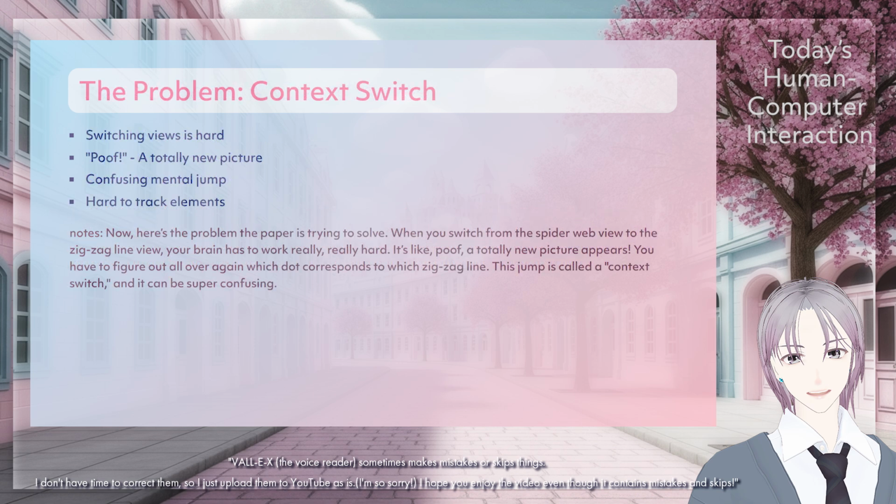Now, here's the problem the paper is trying to solve. When you switch from the spider web view to the zigzag line view, your brain has to work really hard. It's like poof, a totally new picture appears. You have to figure out all over again which dot corresponds to which zigzag line. This jump is called a context switch, and it can be super confusing.